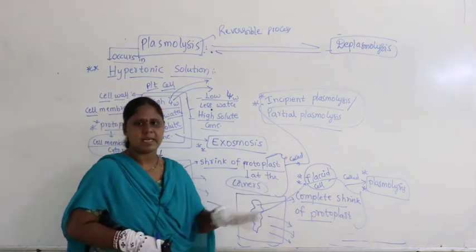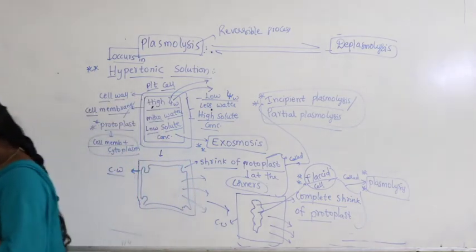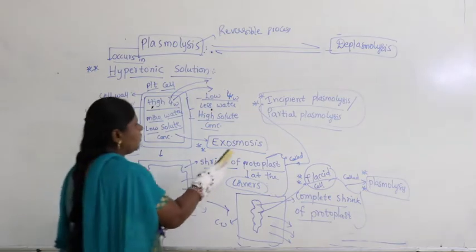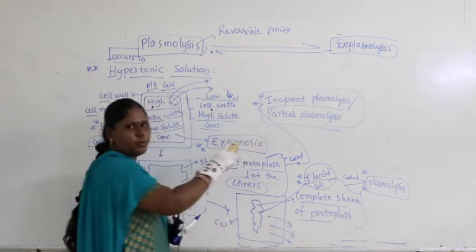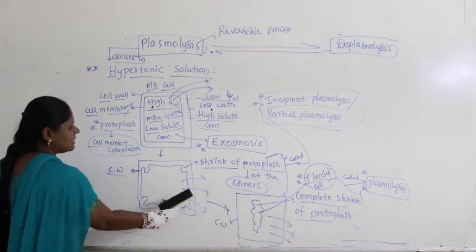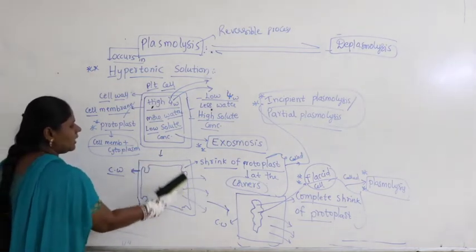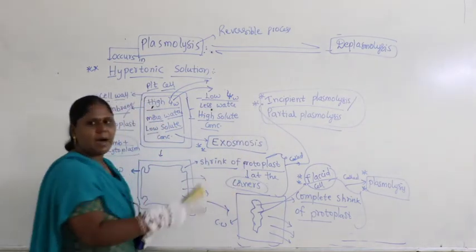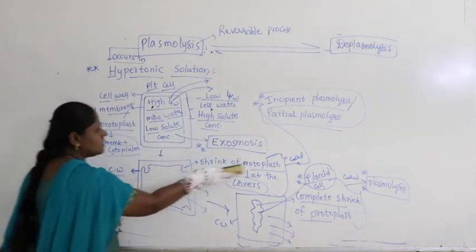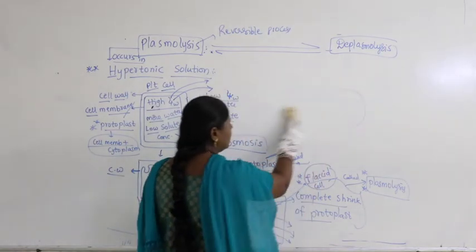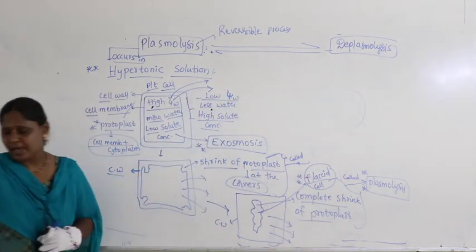What happens to a flaccid cell in this case? Now, I'm erasing this. I hope you already noted down: the shrinking of the protoplast at the corners is called incipient plasmolysis, or partial plasmolysis. This is a definition, so note it down clearly. Now, let us see what happens to a flaccid cell.